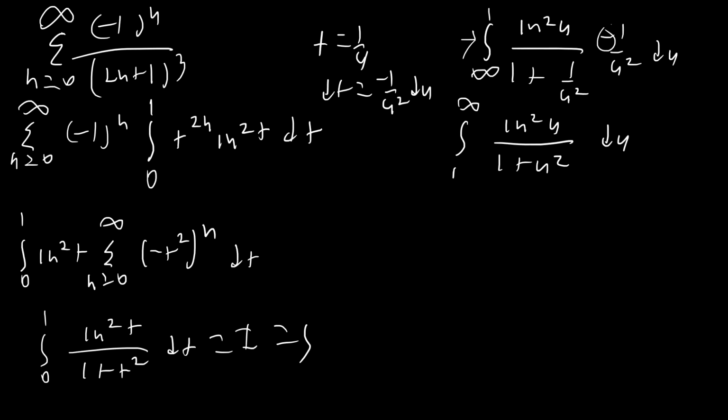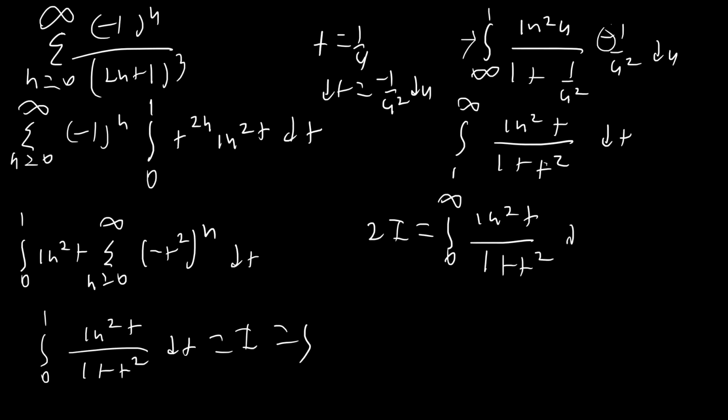And see that this is actually just the same thing as our integral of ln t. We're just integrating over different bounds. So if we add together our two integrals here, we can change this name to t, since this is just a dummy variable. And when we add them together, we're going to get that 2I is equal to the integral from 0 to infinity of ln squared of t over 1 plus t squared dt. All right, now it's time to introduce the big guns.